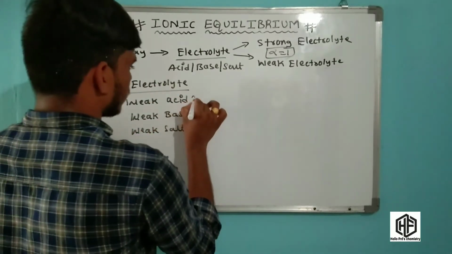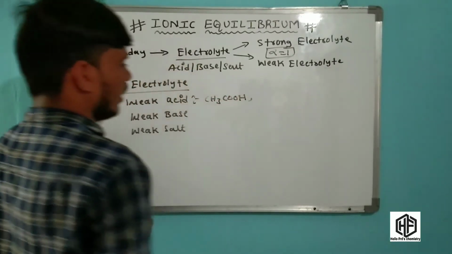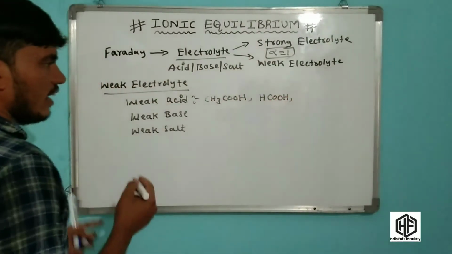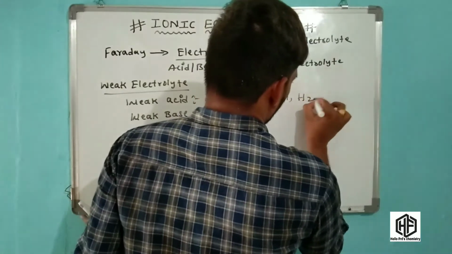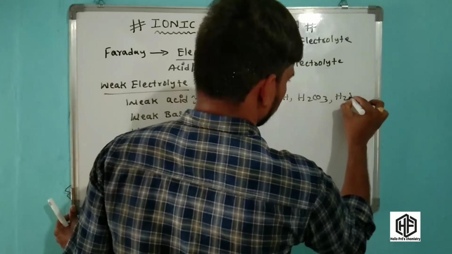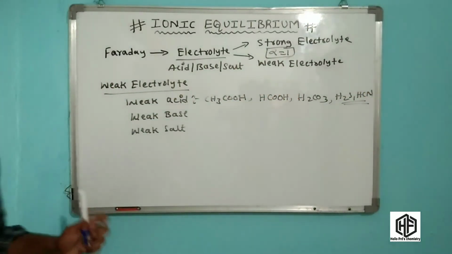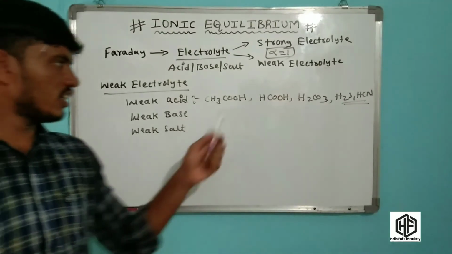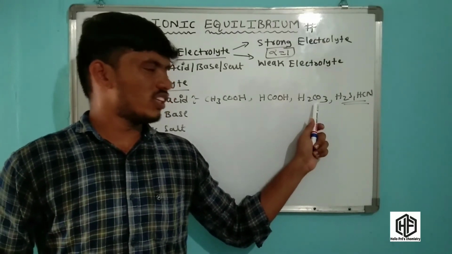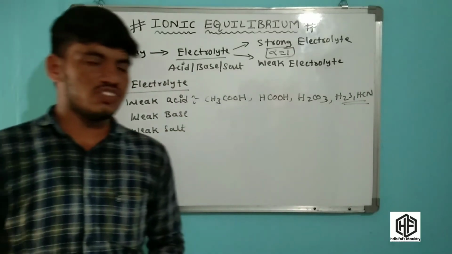Examples of weak acids are acetic acid, formic acid, carbonic acid H2CO3, H2S and HCN. These are the examples of weak acids. Friends, acetic acid is an organic acid and HCOOH is also an organic acid. H2CO3 is an inorganic acid and H2S is an inorganic acid. These are the weak acids.